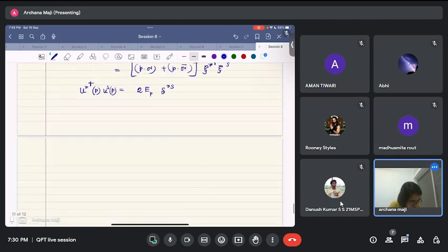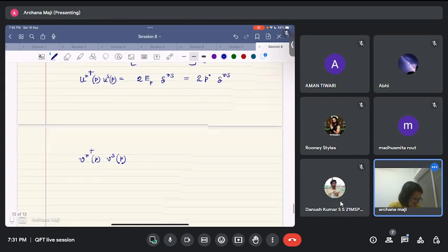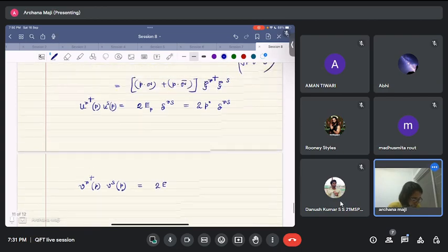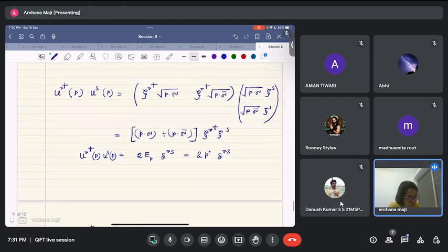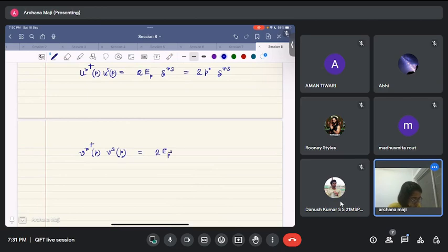Likewise you can check that V R dagger, or in other words, this is 2 times the zeroth component of the momentum, delta RS. This also turns out to be the same thing. It will be the same thing because you will have a minus here, another minus here, but since you are taking this product, those two minuses will give you plus in between, so you get the same thing for V R dagger V R. So that is 2E_p delta RS. This is equal to 2 P0 delta RS.